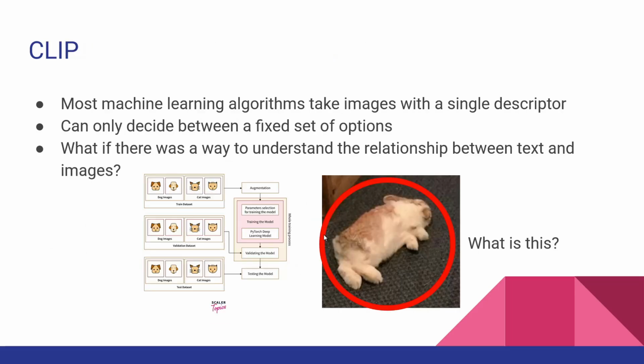For our second model, we chose CLIP. Most machine learning algorithms can only take in images with a single descriptor and can decide between a fixed set of options. For example, if you were to train a model based on images of cats and dogs, it could only differentiate between cats and dogs. It could not differentiate, say, what this is. It would think it's either a cat or a dog.